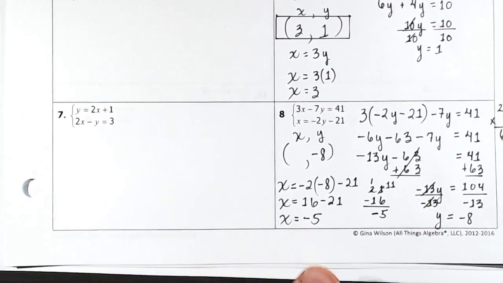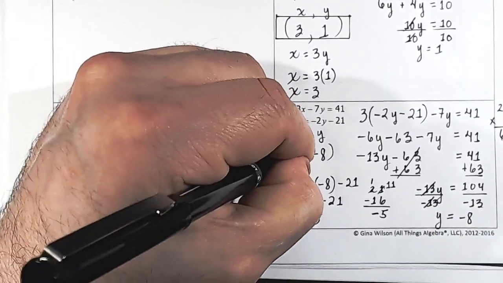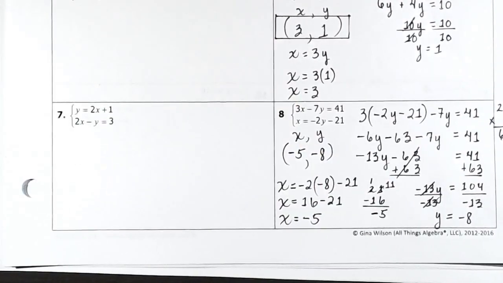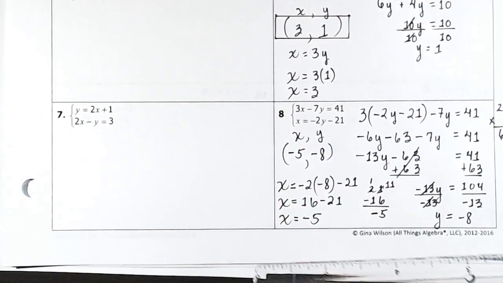All right, so now you found x. That's the other part. Negative 5, comma negative 8 is the whole thing. That's the solution to the system.